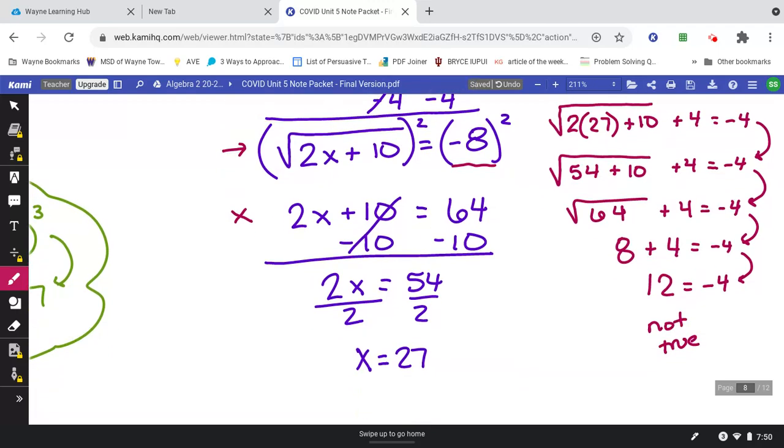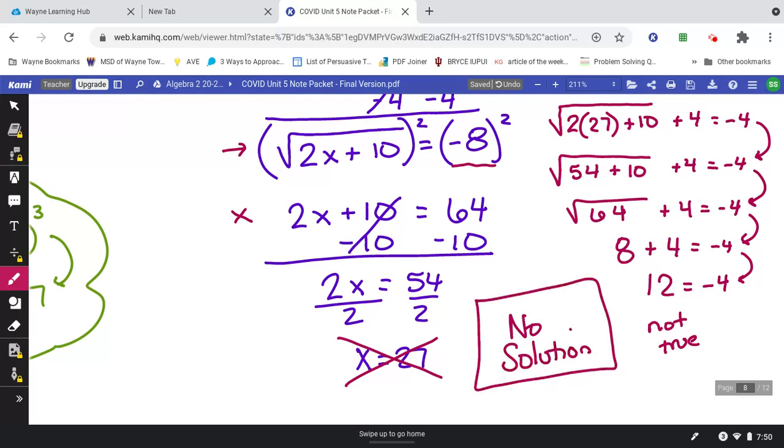Which means when I checked it, turns out that this is an extraneous solution, an extra solution. So that means if I threw out my only solution, I have no solution. And again, you had a feeling right here when that negative disappeared that that was going to happen.